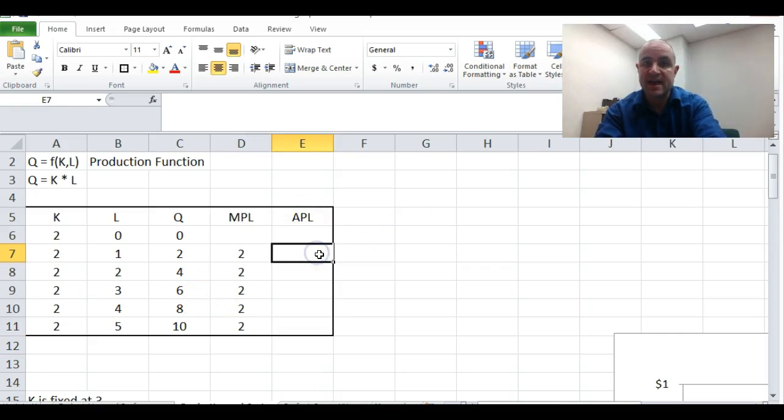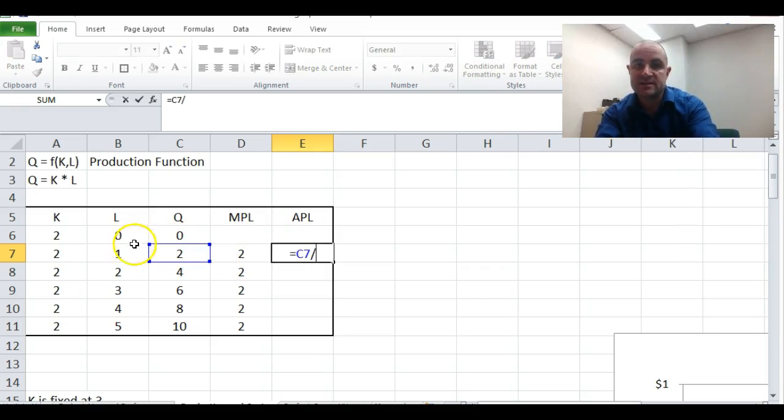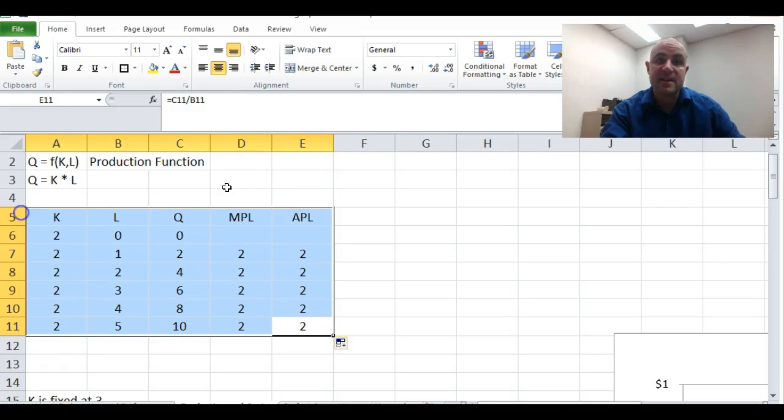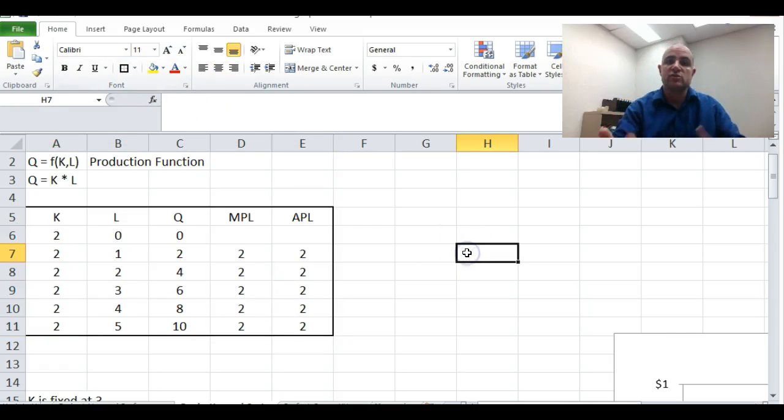And if we went through and did the average product of labor, which is just the total output divided by the total amount of labor, in this specific case, it's going to be the same. That's not really going to be the case generally; we'll talk about that a little more. But this is just how you look at the calculations of marginal product of labor and average product of labor. And again, this is only going to be in the short run because you have your capital fixed.